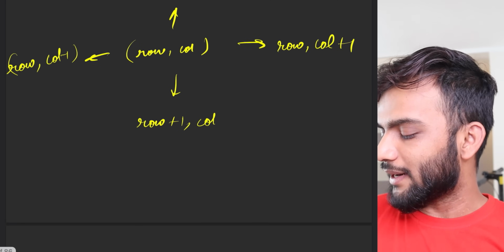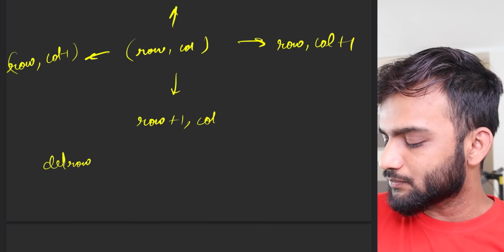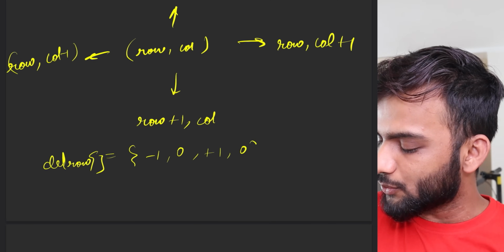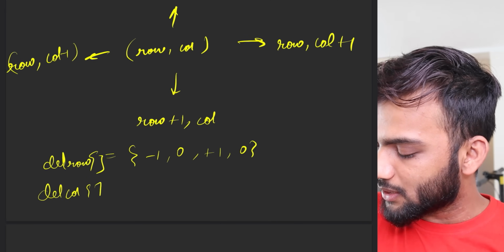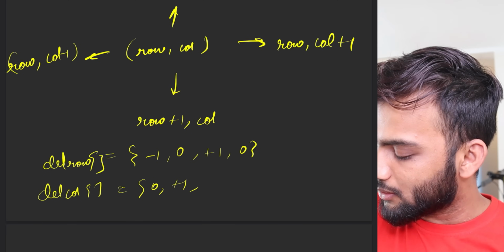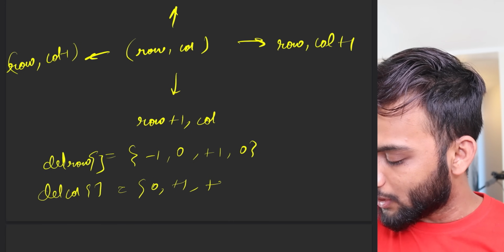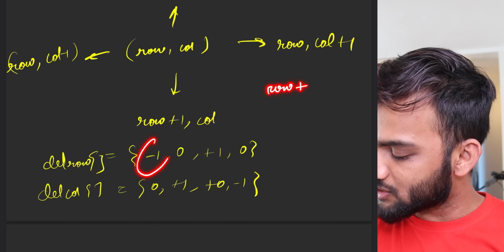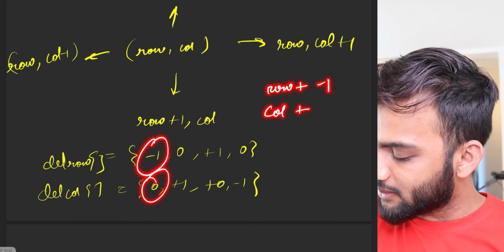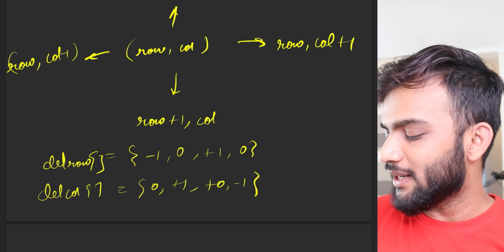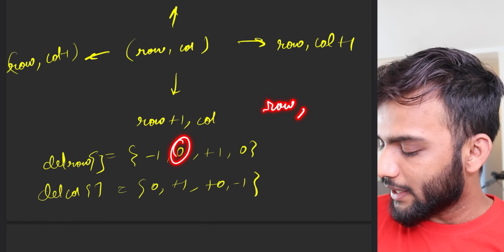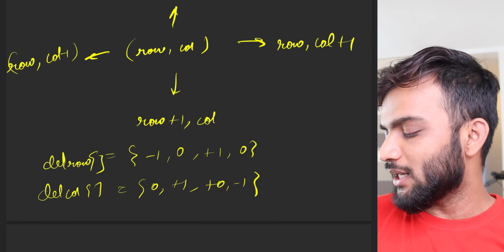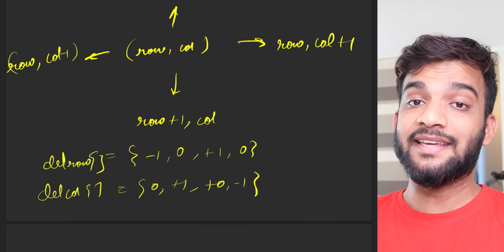So if I write a delta row equal to, like this can be an array, minus 1, 0, plus 1, 0, and I can write delta column as 0, plus 1, sorry my bad, plus 0 and minus 1. Perfect. And now can I say if I add this minus 1 on the row, and on the column I add this, I will get the topmost guy. Similarly, if on the row I add 0, which is row, and column plus 1, I'll get this guy. Similarly, if I add these, I'll get this. Similarly, if I add this, I'll get this. Can I say? I can definitely say.